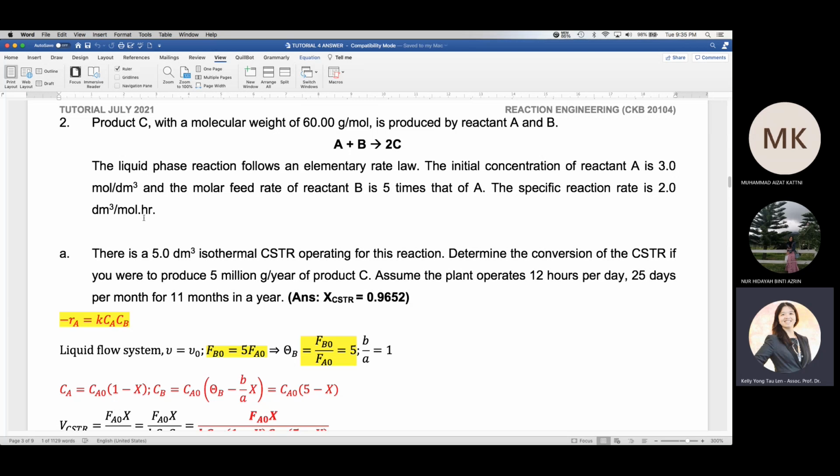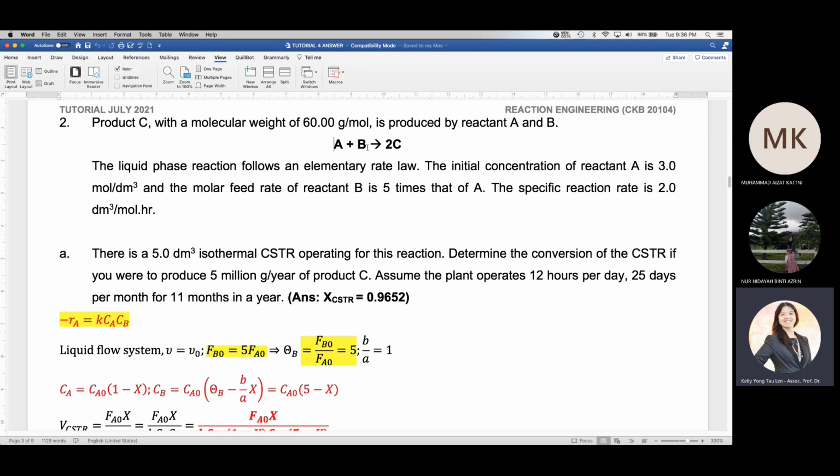Okay, this says the liquid phase reaction follows an elementary rate law. So information dia pertama, kita tahu dia adalah liquid phase reaction. Second, yang penting, ni adalah dia ikut elementary rate law. Means, maksudnya, kamu dah boleh tulis dia punya rate law straightforward. Dah boleh tulis minus RA equals to K. Tengok concentration reactant kamu, ada 2 reactant, kena tulis CA, CB. Power dia adalah, reaction order tu ikut stoichiometric coefficient.